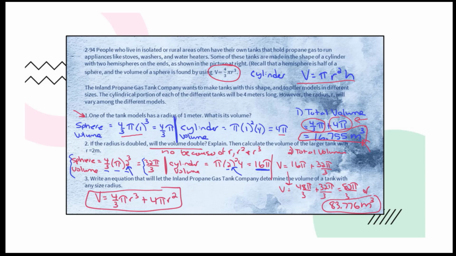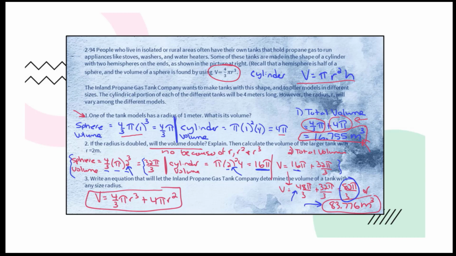Now, if we're doing the total volume, we can add those. But if we're trying to add them in terms of pi, you're going to have to change 16 pi to 48 pi over 3 so you can have a common denominator. And that would equal 80 pi over 3 or 83.776 meters cubed.